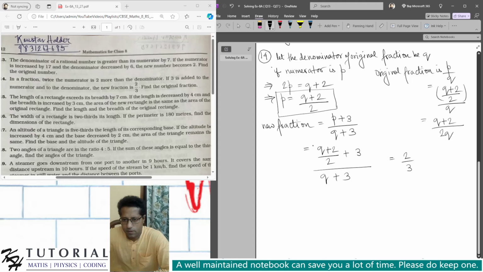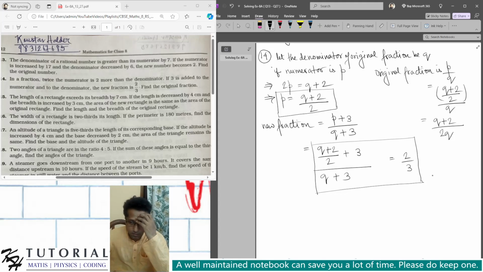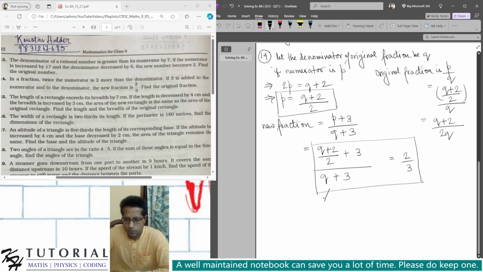So we have this equation, which we have to solve. This is the equation we have formed based on the variable q. If we can solve this equation, we will find q, and once we have found q, we can also find p, because p is equal to q plus 2 by 2. Now we have to solve this equation.